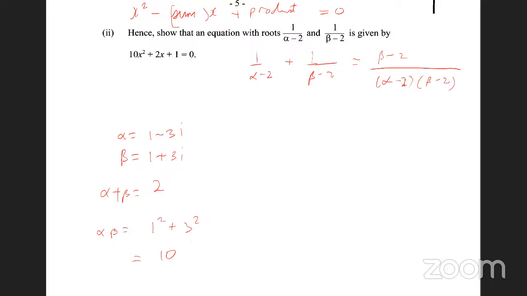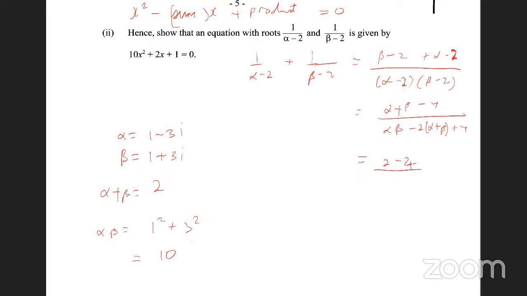Numerator will be beta minus 2 plus alpha plus alpha minus 2. So underneath we'll get alpha beta minus 2 alpha plus beta plus 4. On top, we'll get alpha plus beta minus 4. So alpha plus beta was 2, so that's 2 minus 4 on top.